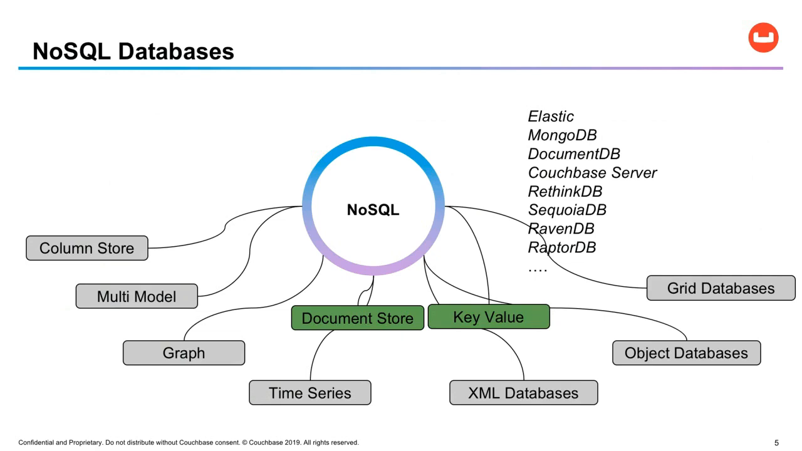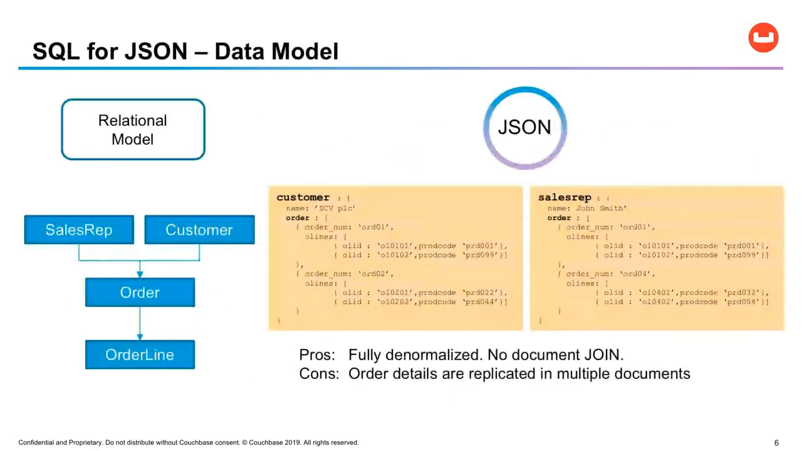Today, there are around 28 different categories covering over 255 different database systems. But for today's discussion, I will focus mainly on the document store database category, which covers a long list of databases such as Elastic, MongoDB, DocumentDB, Couchbase Server included in them. And these document store databases, or JSON databases, are the main focus of the discussion, i.e. SQL for JSON.